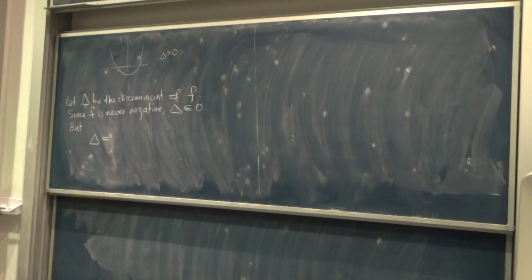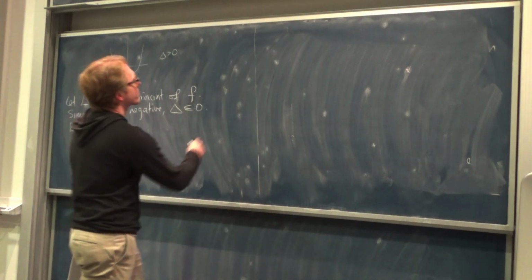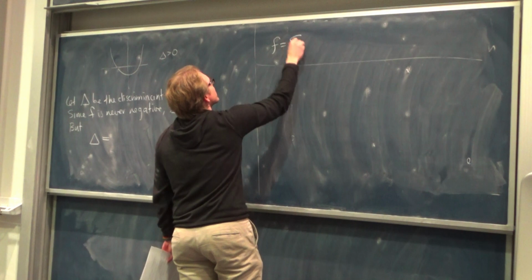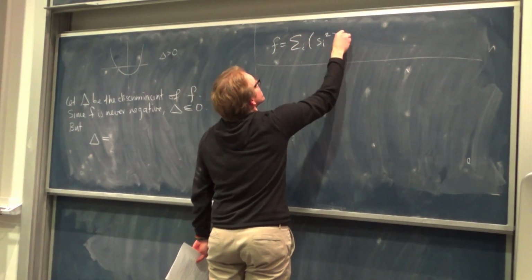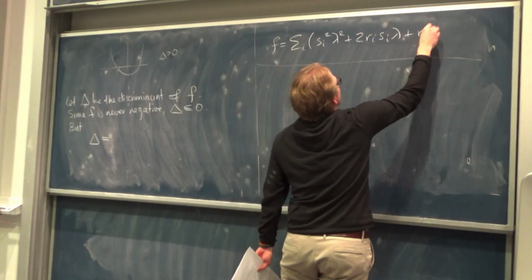But if we think about what the discriminant is, okay, so the discriminant is b squared minus 4ac, right? So if I expand that out, that's the sum over i, si squared lambda squared plus 2 ri si lambda plus ri squared.